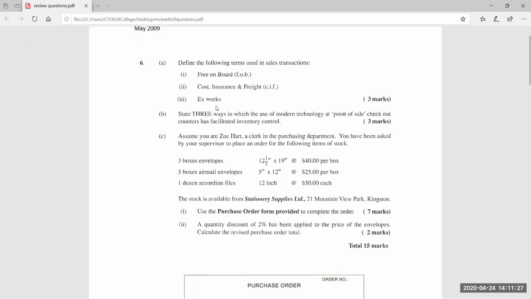Okay, so ways in which modern technology at point of sale checkout counters has facilitated inventory control. So remember we were discussing barcodes earlier, and we are talking about how to use point of sale. So point of sale is that system that the cashiers use. It's called a point of sale system, right? So point of sale checkout counters have facilitated inventory control.